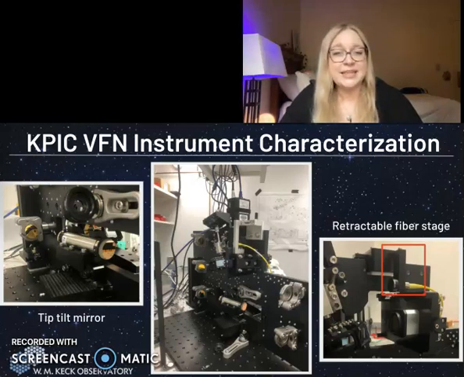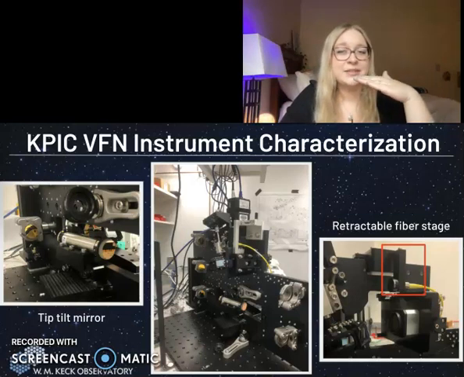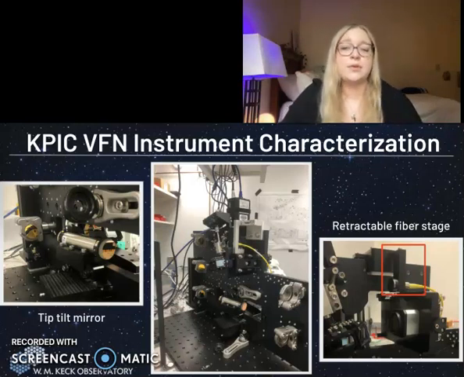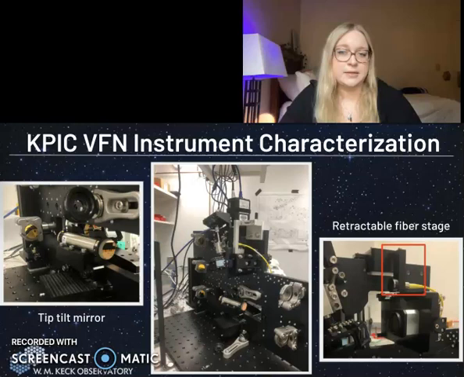This mirror moves exactly as its name describes. It tips and it tilts, which changes the direction of the light going through the system. The image on the right shows the retractable fiber stage with the yellow optical fiber in place. This stage can retract horizontally to move the light source in and out of the entire optical system.